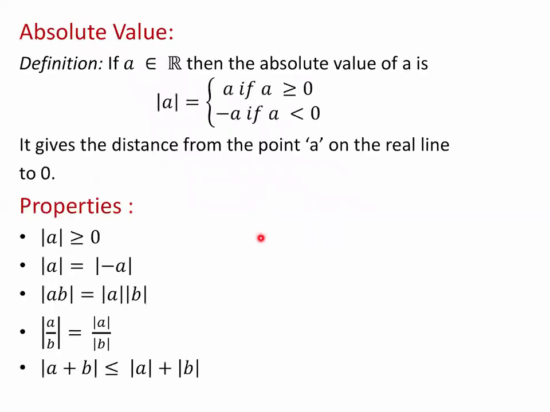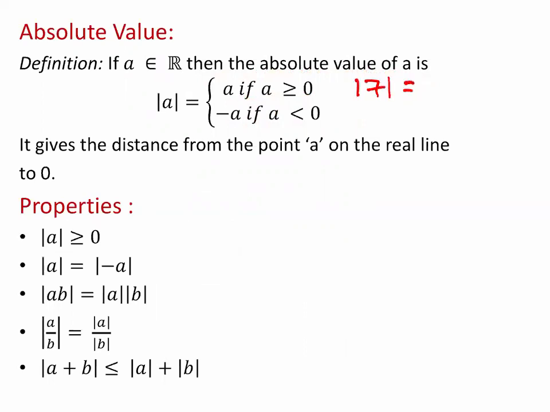Now I shall explain what is an absolute value. To define an absolute value, if A belongs to the set of all real numbers, then the absolute value of A is nothing but A if A is greater than or equal to 0, and negative A if A is less than 0.